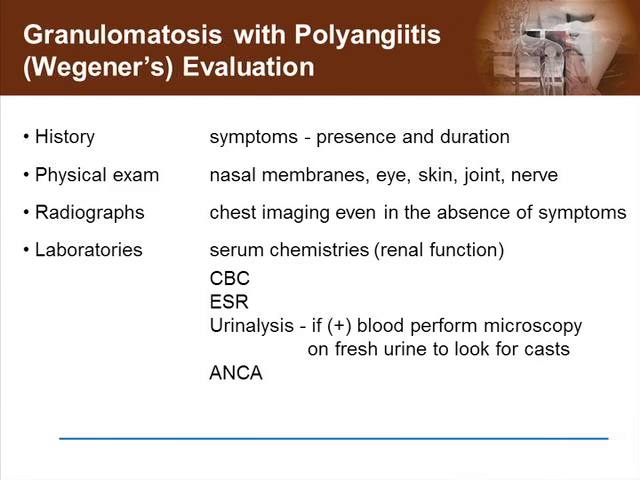We do this similar to how we approach any other problem in medicine or rheumatology, by looking at the clues that we are given from history, physical exam, radiographs, and laboratories. Symptoms play an important role in terms of their presence and duration. There are certain organ sites by which physical examination plays one of the major roles in detecting disease activity, such as examination of the nasal membranes, the eye, skin, joints, and nerve.